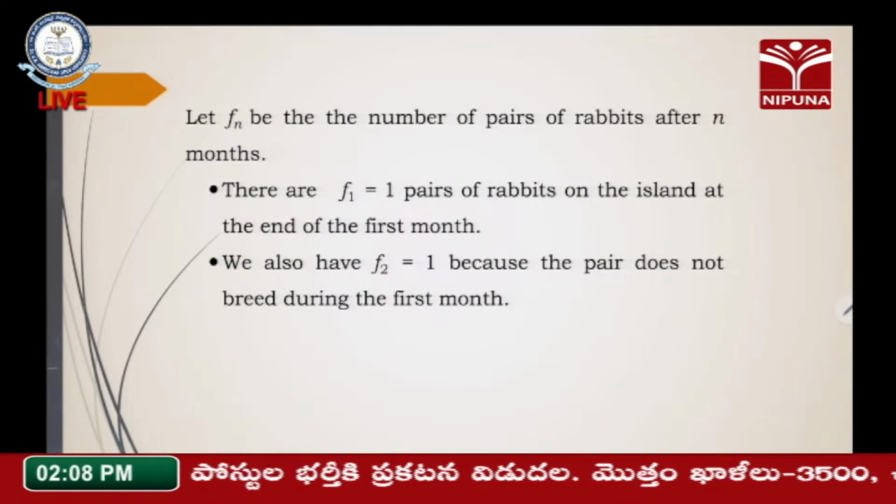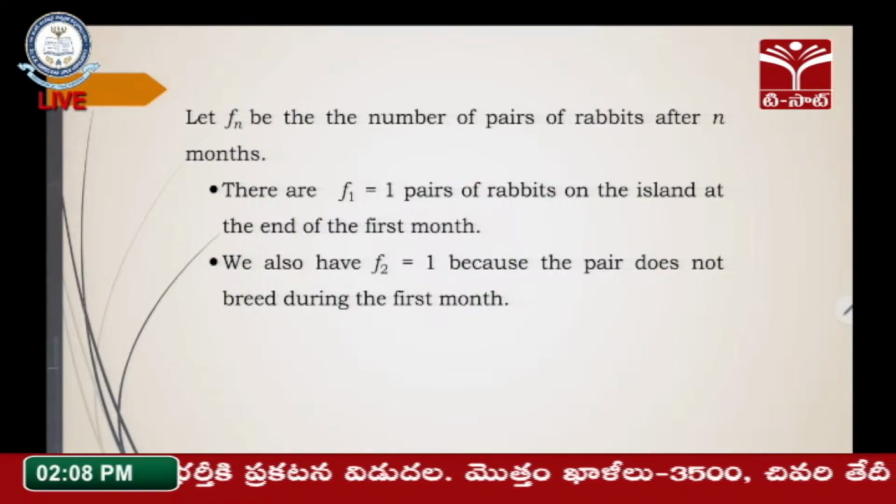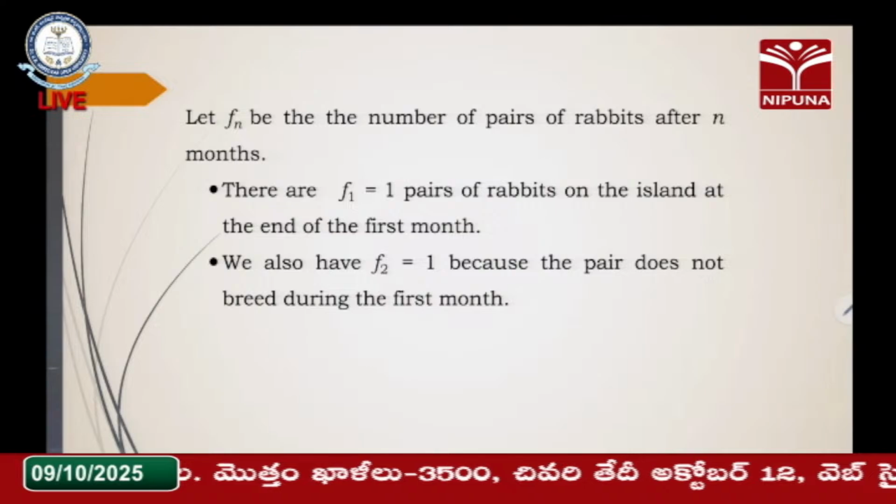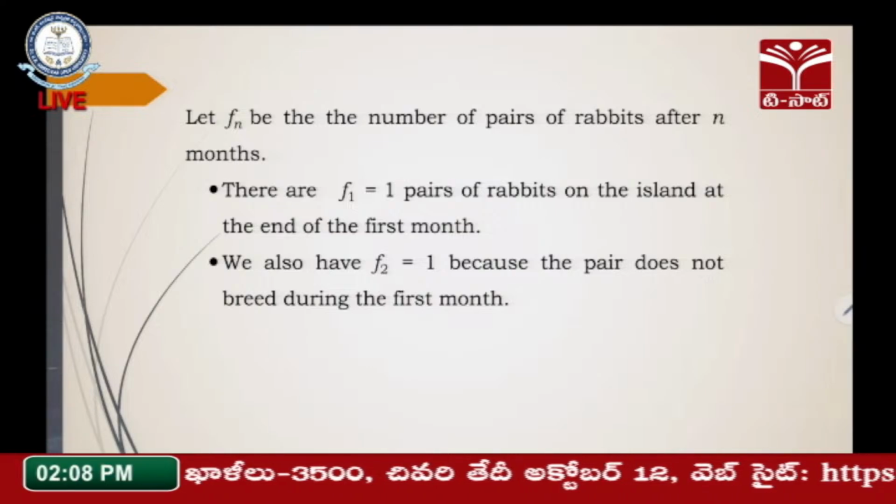Similarly, F2 stands for what? The number of pairs of rabbits after 2 months. But what is our condition? After 2 months only, the pair will give birth to a new pair. Exactly. So, F2 is also 1. These are the two initial conditions for the Fibonacci sequence: F1 value is 1 and F2 value is 1.